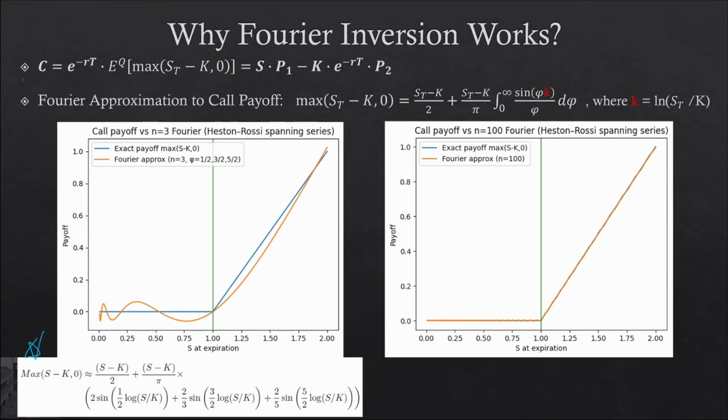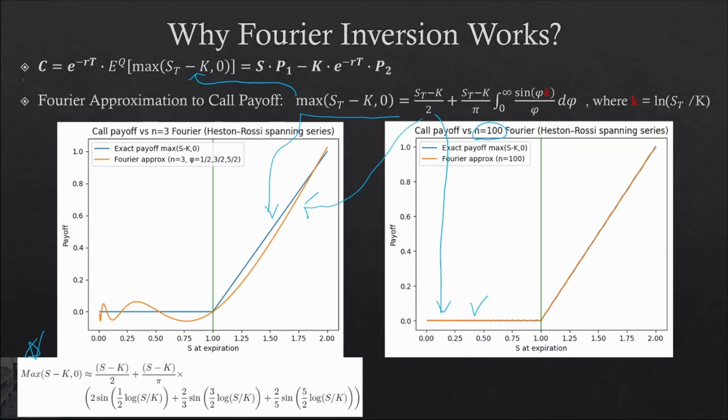So let's remind ourselves what we're really doing here: we're trying to rewrite this payoff. And this payoff feeds into the pricing formula right here. This payoff gives us the hockey stick, while the right-hand side gives us this orange line and also this orange line. But we know if we increase the frequencies from 3 to 100, we will have a very, very good approximation of the call payoff, like this one.